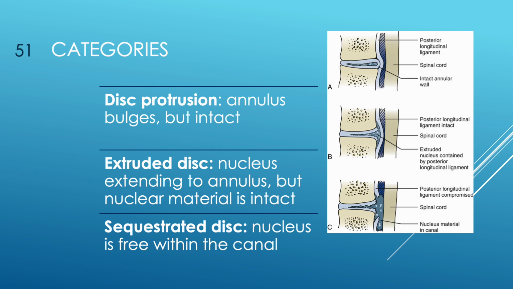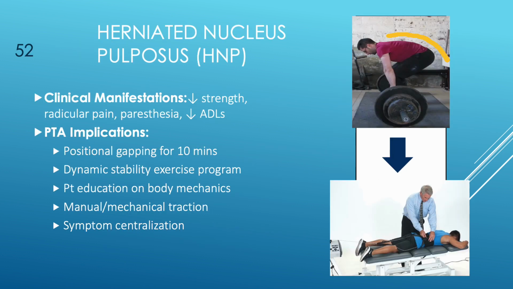Categories include disc protrusion, where the annulus bulges but is intact; extruded disc, where the nucleus extends through the annulus but nuclear material is intact; and sequestrated disc, where the nucleus is free beyond the canal. Clinical manifestations include decreased strength, radicular pain, which is pain that radiates along the nerve path; paresthesia, abnormal sensations like tingling or numbness; and decreased ability to perform activities of daily living or ADLs.